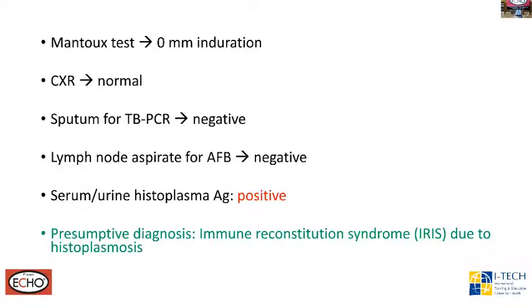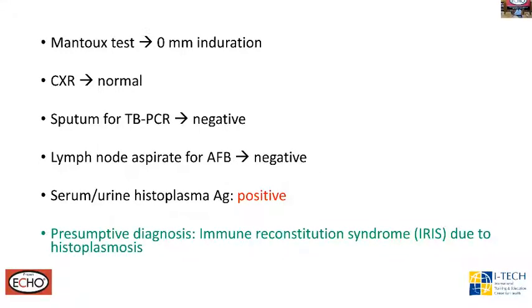So the presumptive diagnosis given, as you say, look for everything else and see what you find, was immune reconstitution inflammatory syndrome due to histoplasmosis in a lymph node. And so far, that's the only location he has it. He has no other symptoms, but we're following up to make sure that, again, we're not missing something.